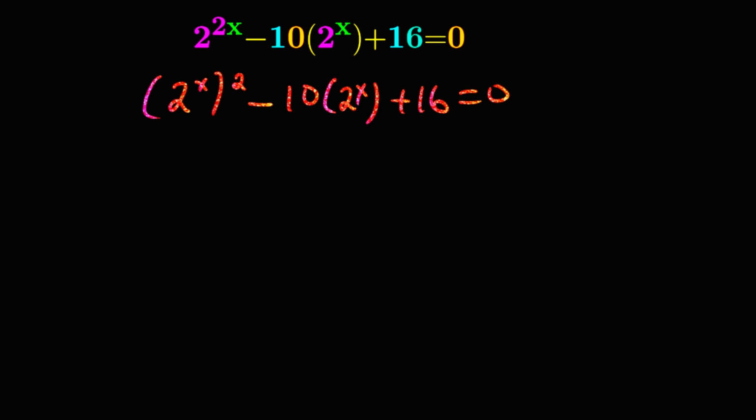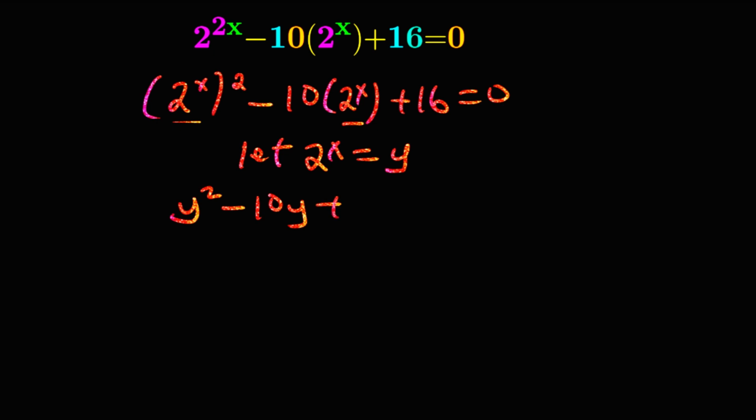So at this point, we realize that the number bearing x, that is 2 power x, is common. So we can now let that common number, that is 2 power x, be another letter, say y, so that we write that equation as y squared minus 10y plus 16 equals 0. So now we have a quadratic equation that is in terms of y. So we can use any method to solve this equation. So let us use completing the square method.